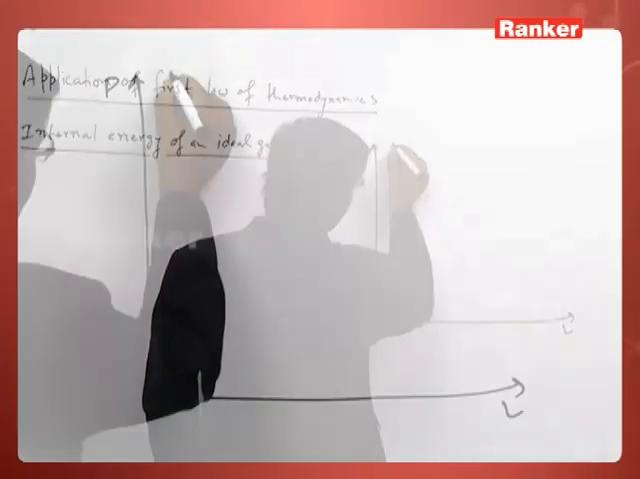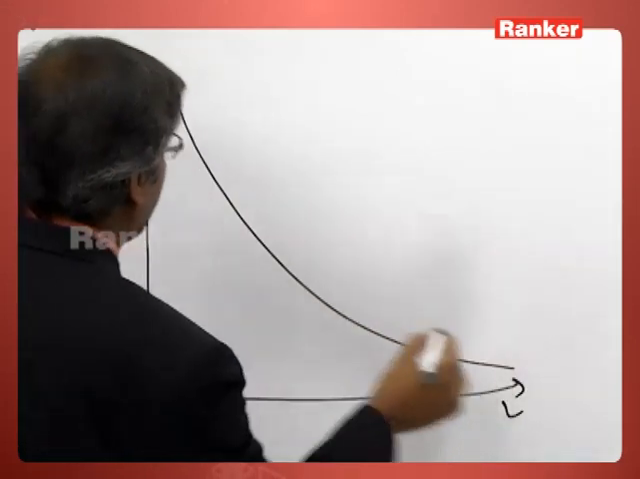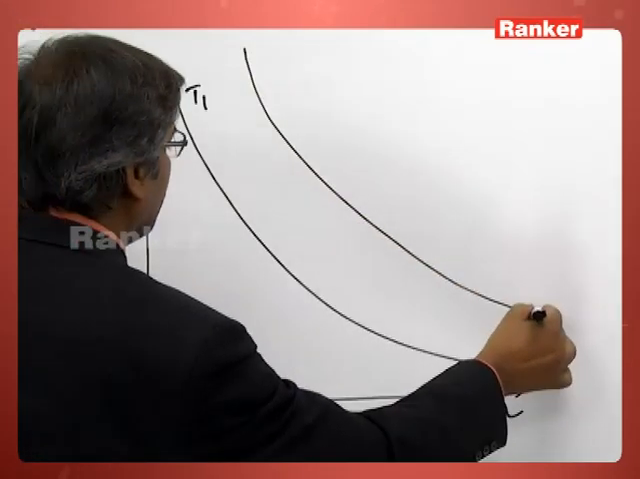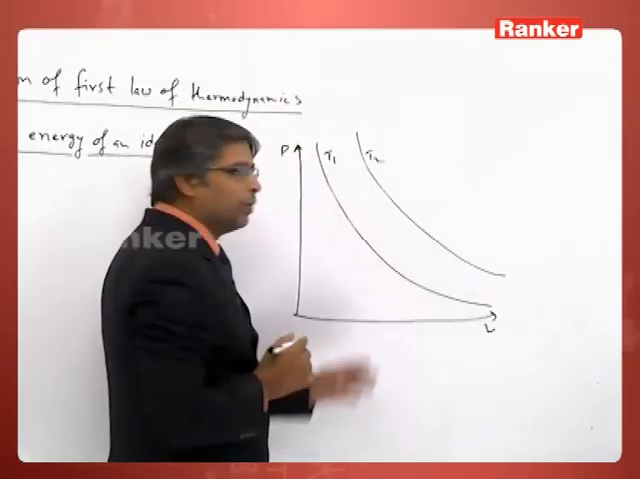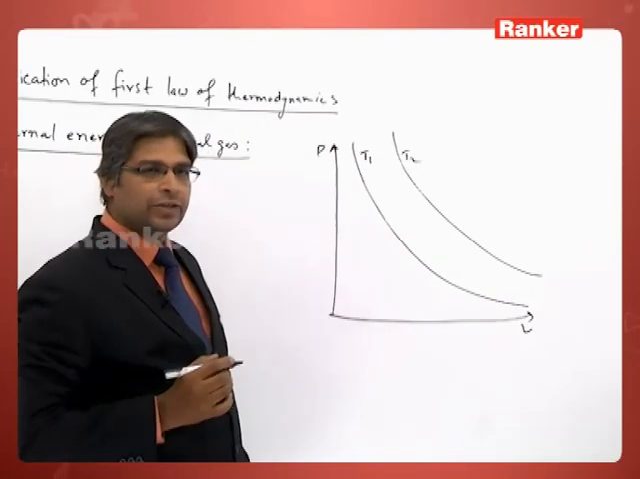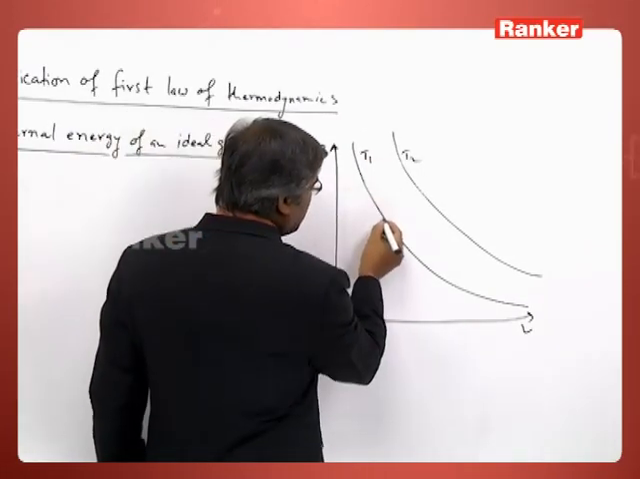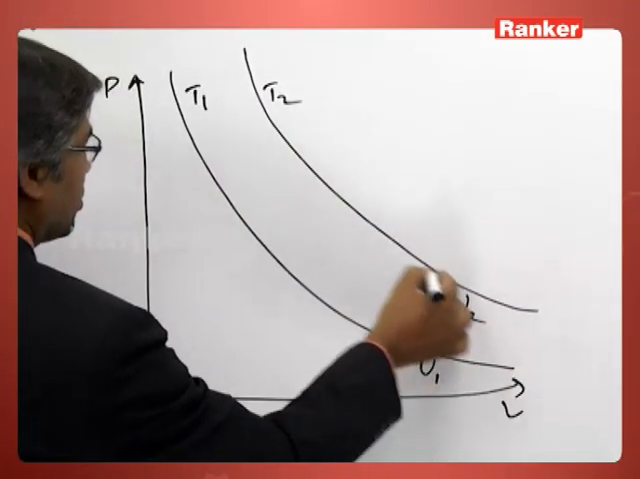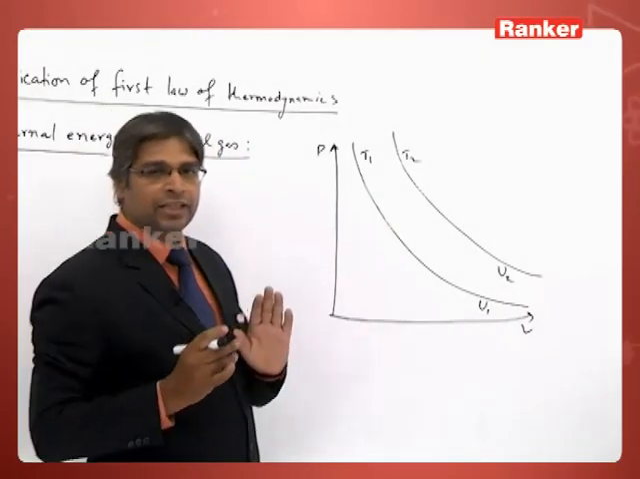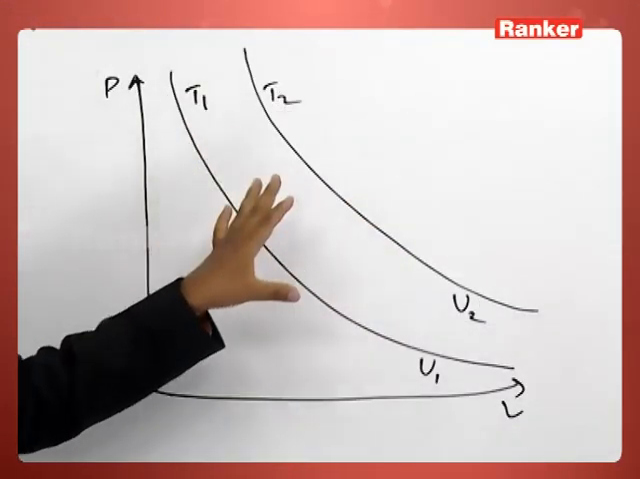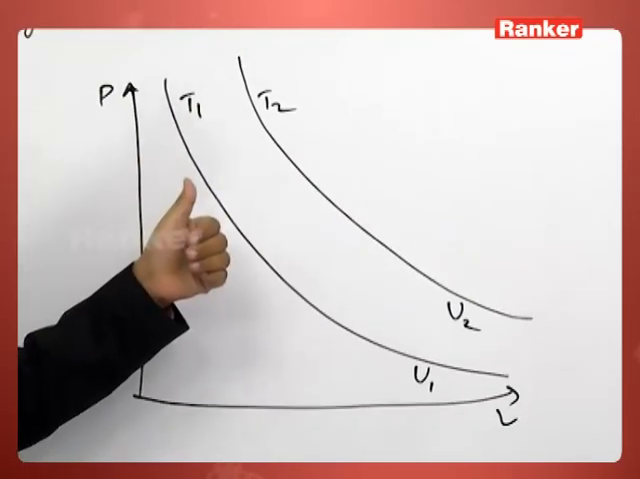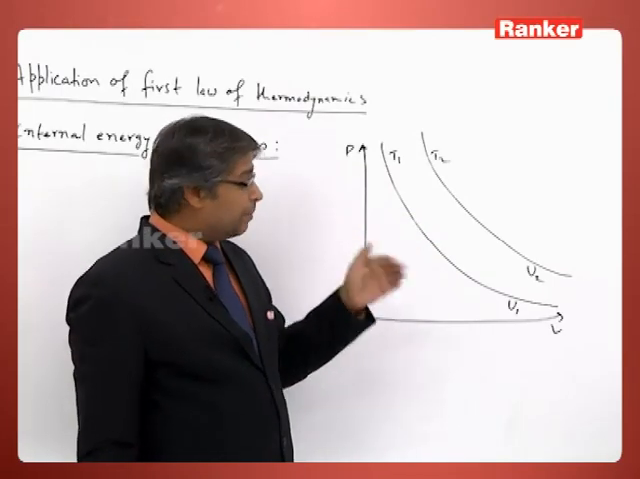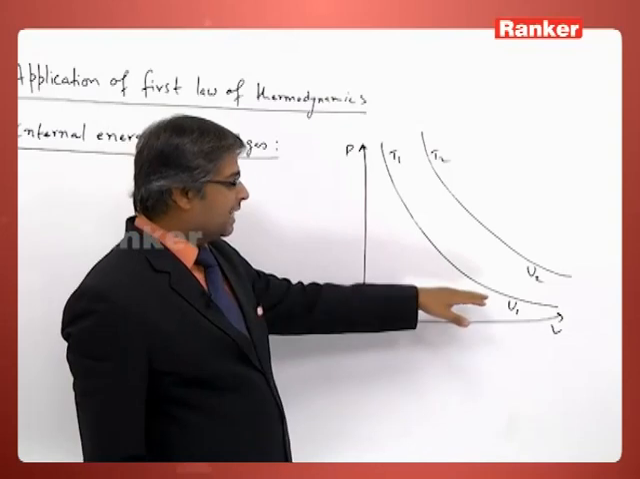Suppose this is an isotherm of temperature T1, and this is another isotherm of temperature T2. So we have two isotherms of temperature T1 and T2. All the points on this will have an internal energy U1, and all the points on this curve will have the internal energy U2. This is valid only for an ideal gas. For other types of systems, the internal energy may not be a function of temperature only, it may depend on V also.